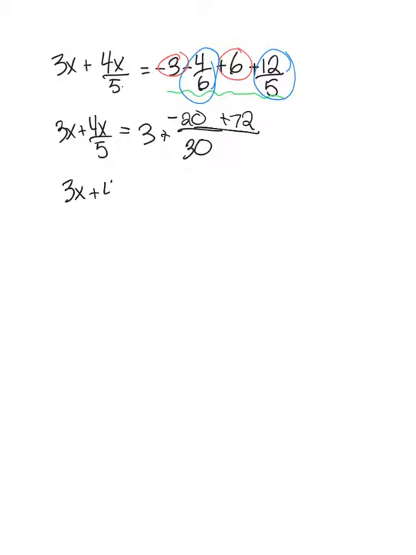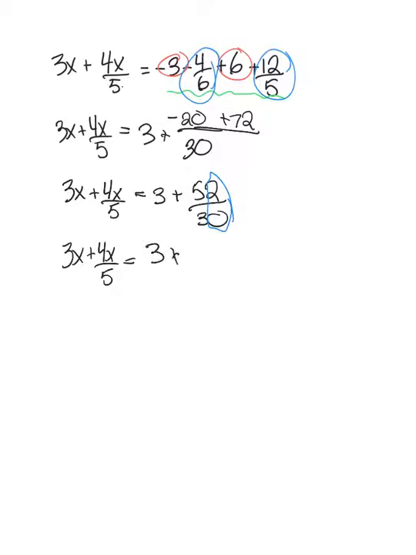3x plus 4x over 5 equals 3 plus, what is 72 minus 20? That is 52 thirtieths. And what do we notice about that? They both end in an even number, so we can divide them by 2. 3x plus 4x over 5 equals 3 plus half of 52 would be 26. Half of 30 is 15.